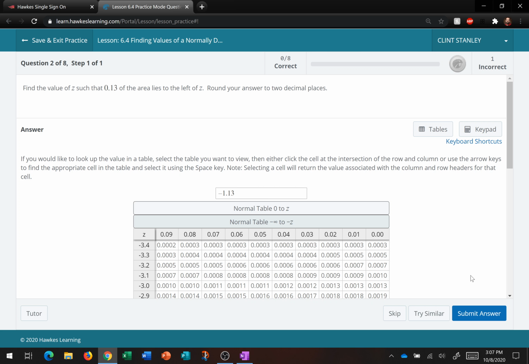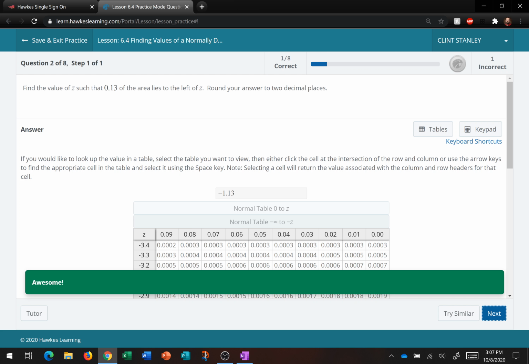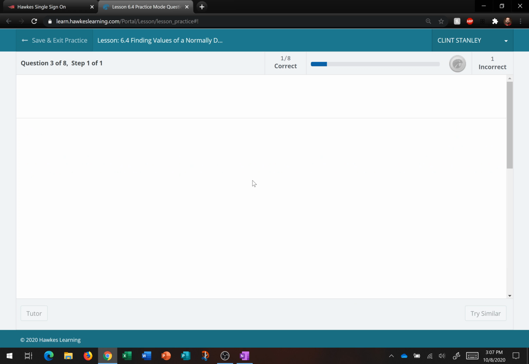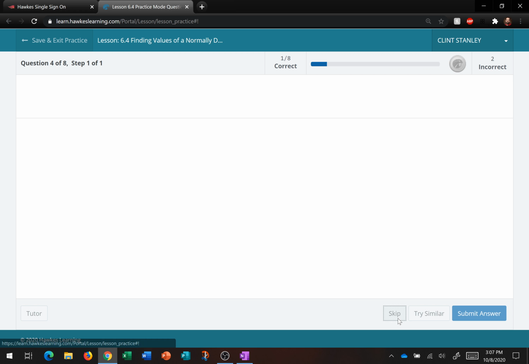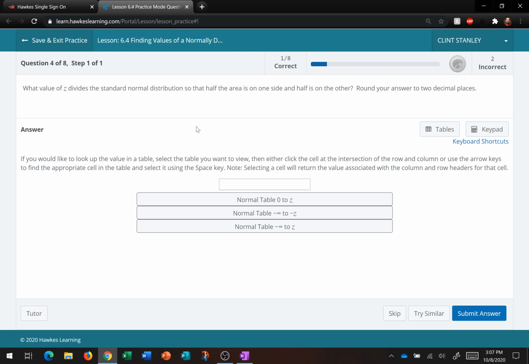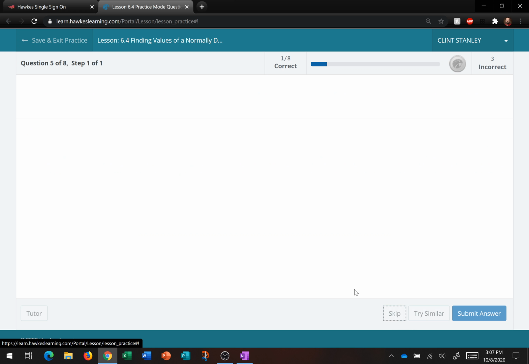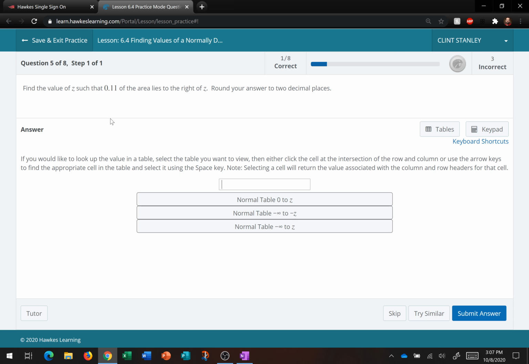Okay. So let's submit that one and try another one. So if it asks for the area to the left, you just get as close to that area as you can in the table and find the z that matches it. Again, I'm going to skip around. I want to do an area to the right next. So here's one.